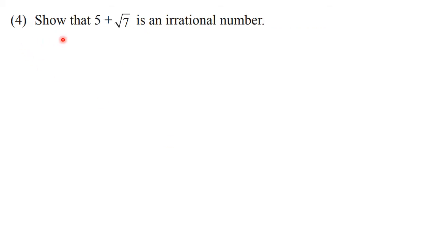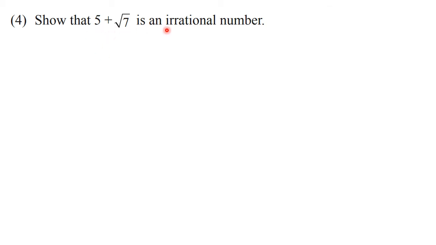Question number 4 here. Show that 5 plus root 7 is an irrational number. So such a sum also we have done in the practice set. Okay, but still I am giving you the answer. There one such sum was solved. So the same steps we are going to repeat, only the numbers are different here.